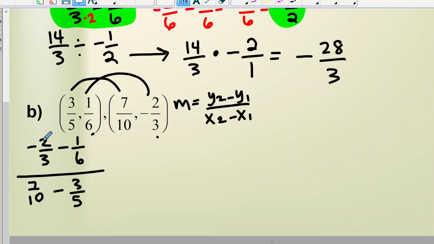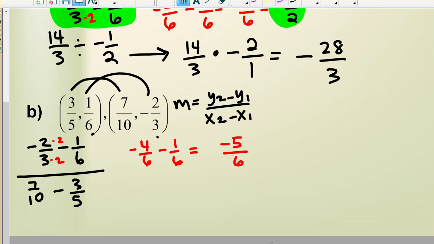Okay, so let's just deal with the numerator first. Out of 3 and 6, I need a common denominator, so my common denominator is going to be 6. That means I'm multiplying both the top and the bottom by 2. So that's going to change to negative 4/6, I'm sorry, minus 1/6. Negative 4 minus 1 is negative 5. So there's my numerator. Let's take care of the denominator.